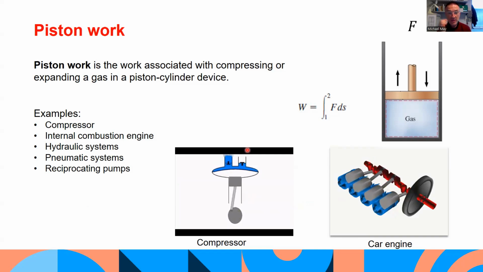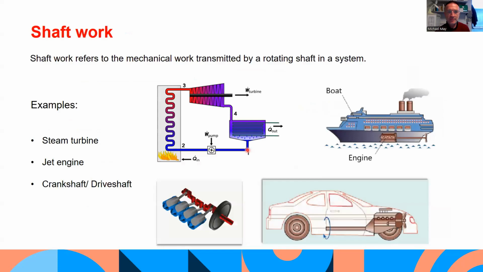Compressors, for example, would be used in refrigeration systems to create that important pressure difference across the evaporator and condenser. They would also be used in hydraulic systems, pneumatic systems, and reciprocating pumps, for example. Piston work is something that we will elaborate on, and I think it's in part 6 of the course. So for the moment, we'll leave that there.